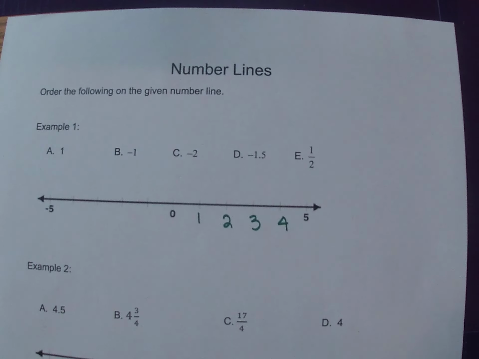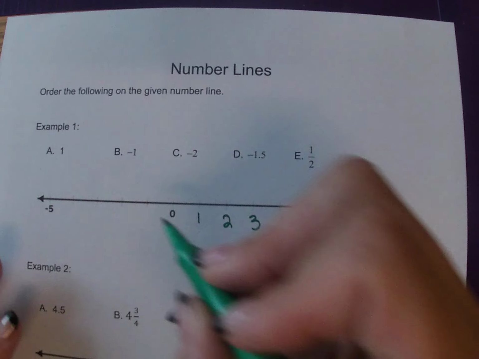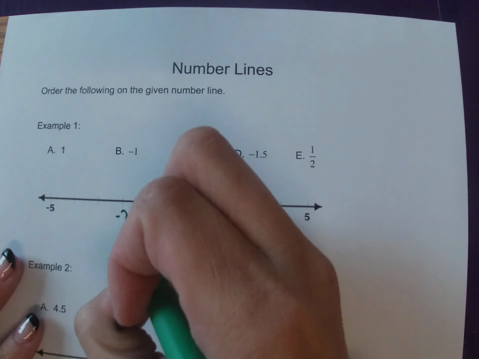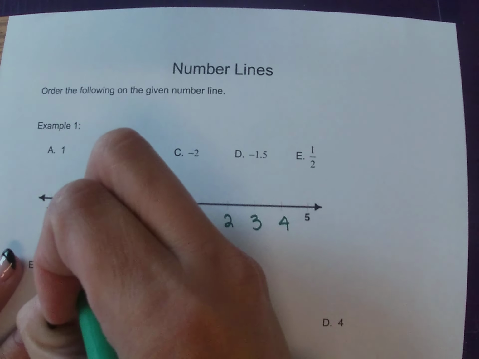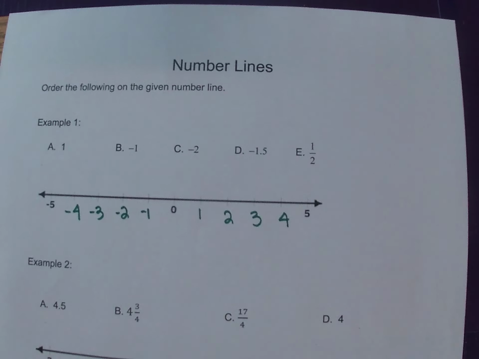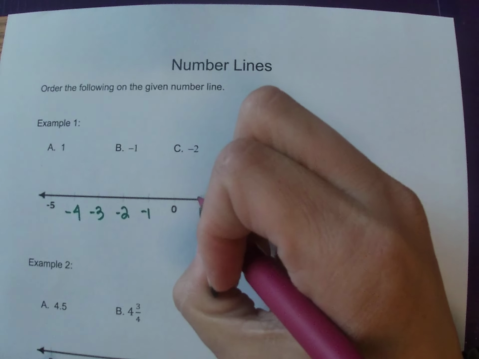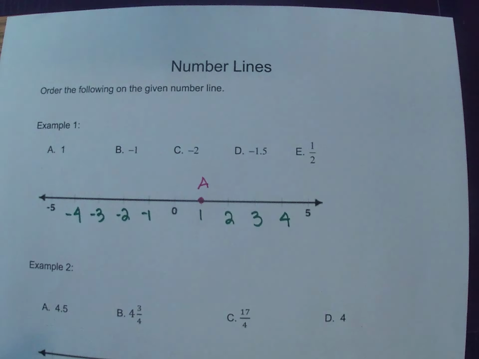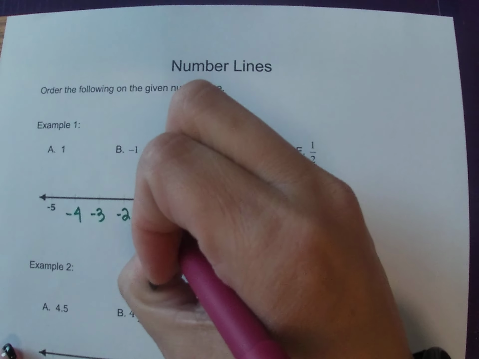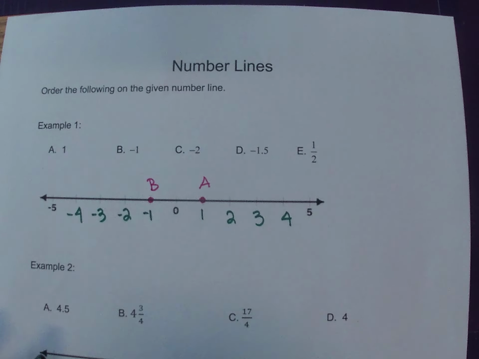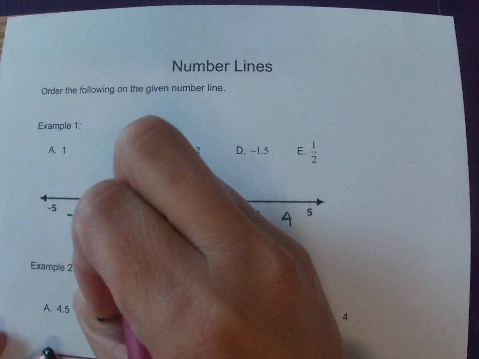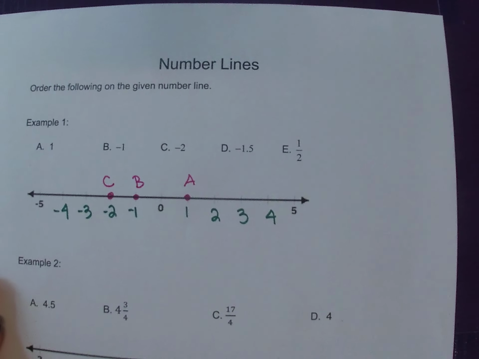And then also recognizing that negative numbers kind of feel backwards, right? This is -1, -2, -3, -4. So right, 1 we can just put on our number line right where 1 is at. We want to make sure we identify it appropriately so we know which is which. So that's point A. Right, -1 is over here, which is point B. -2 is here, which is C.